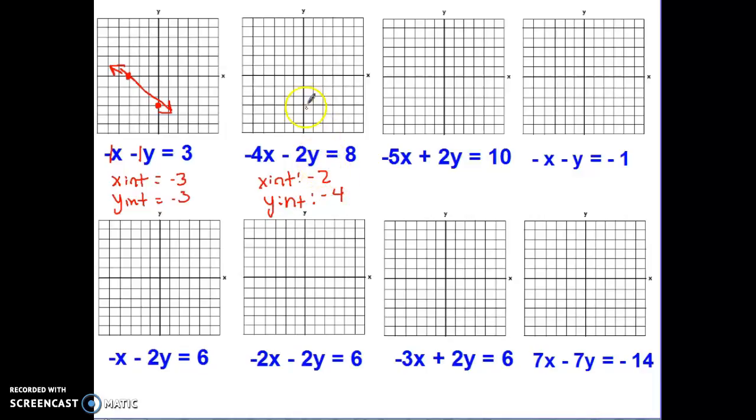And we just graph them on the x and y axis. So -2 here, and then -4, 1, 2, 3, 4 here, and then we graph the line.